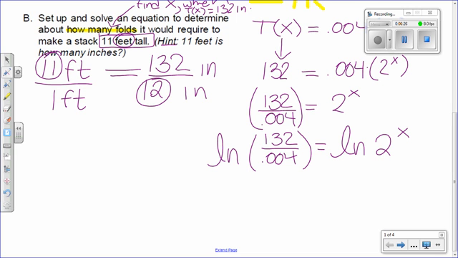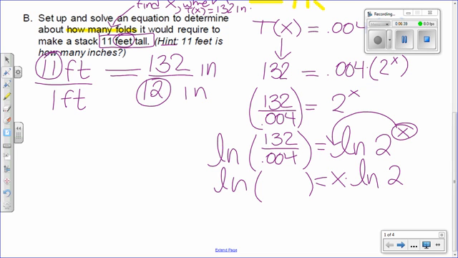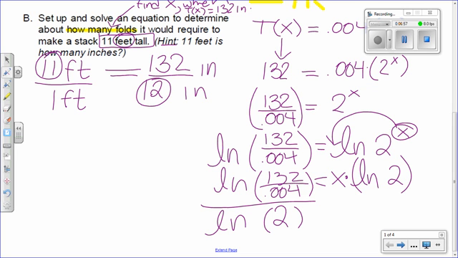Like that. And then we could use that power property that says the exponent becomes the coefficient. So then we have x times the natural log of 2. Now, to solve for x, you could see that x is multiplying the natural log of 2. So to find it, we could simply do a ratio of the natural log of 132 over 0.004 and then divide it by the natural log of 2.